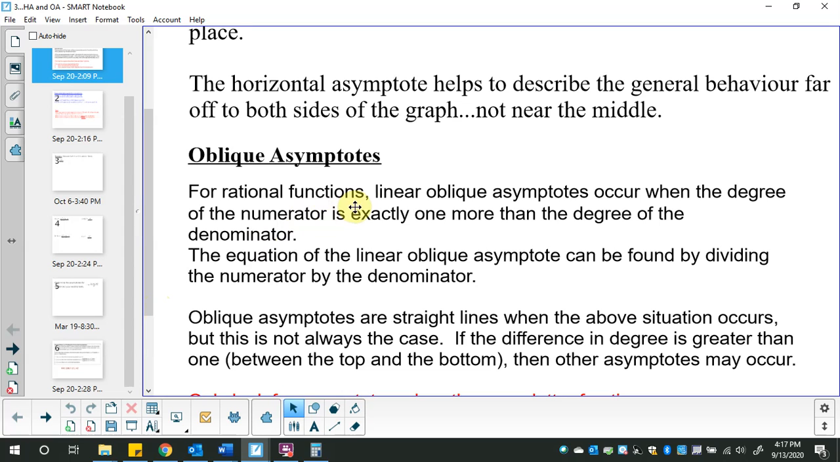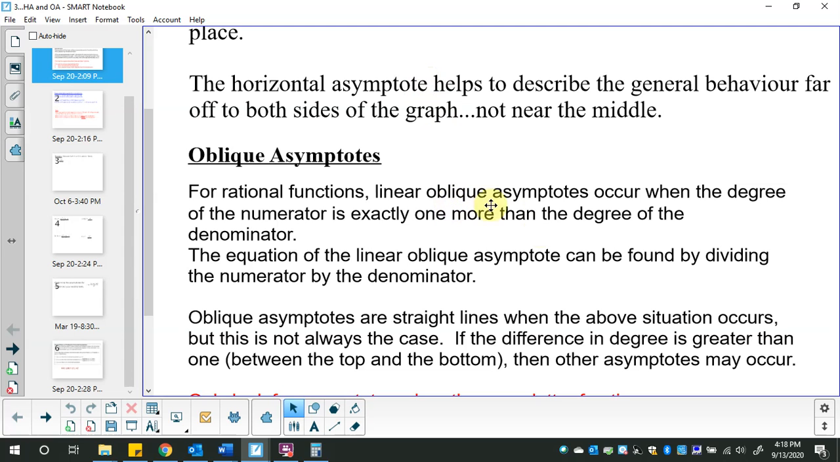So for rational functions, and we're talking about linear oblique asymptotes, so not vertical, not horizontal, slanted in some way, linear oblique asymptotes occur when the degree of the numerator is exactly one more than the degree of the denominator. Every other situation will give you a horizontal asymptote, but if the degree of the numerator is more than the degree of the denominator, then you have oblique. We're going to deal with exactly one more.